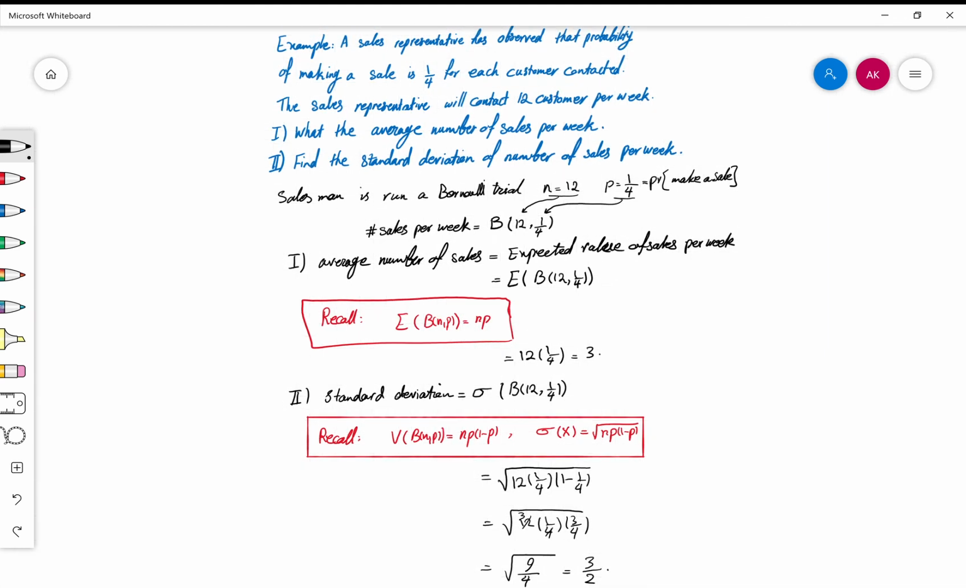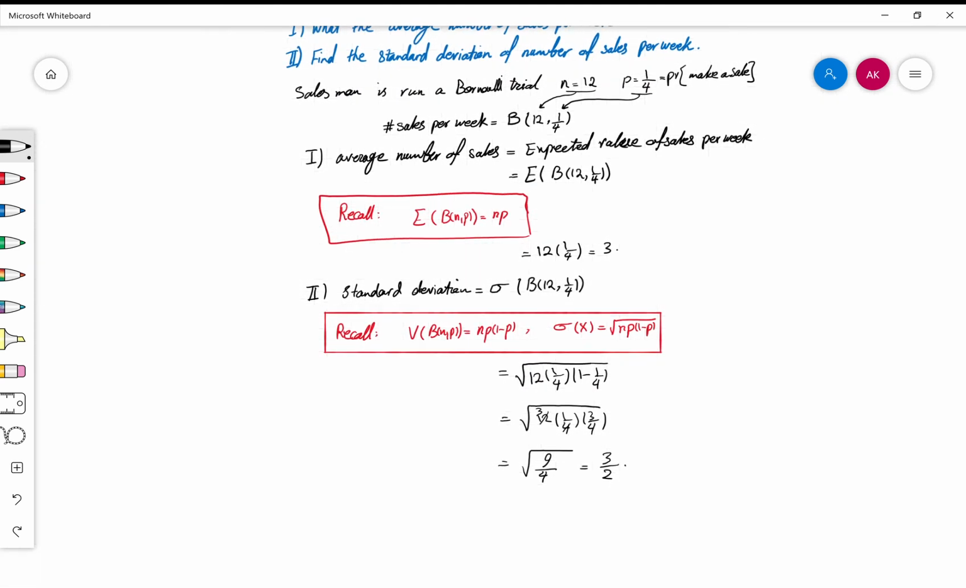So on average, he will sell 3, and the standard deviation, meaning how widely the number of sales can be distributed, is 3 over 2. This is the standard deviation.